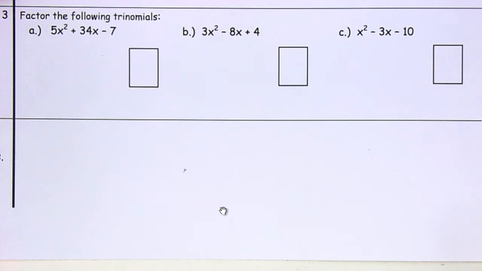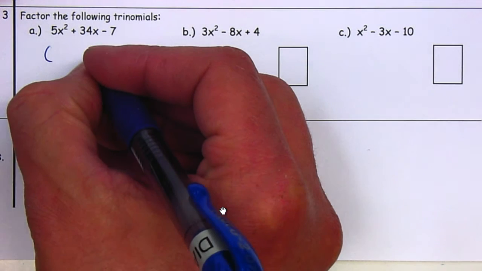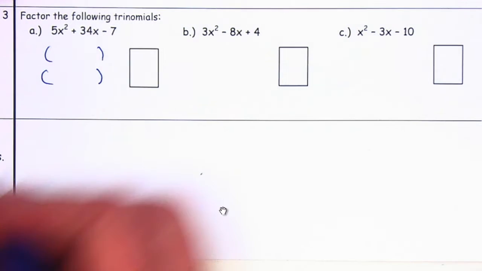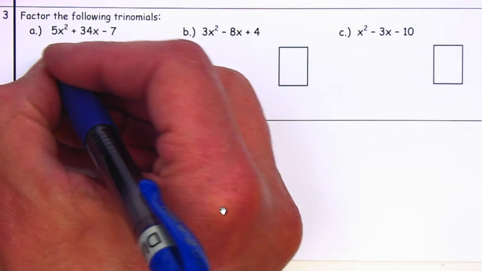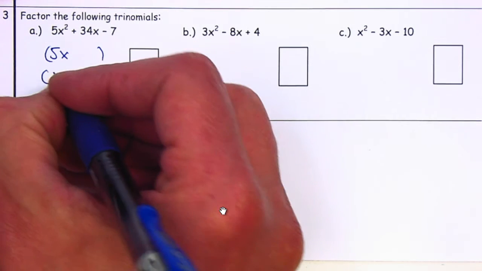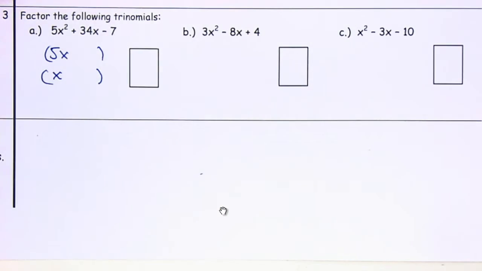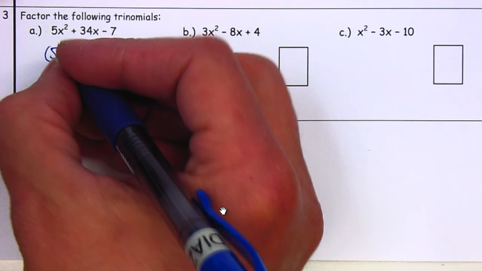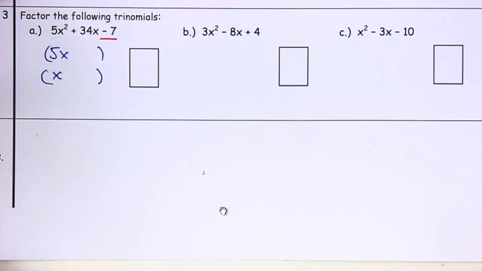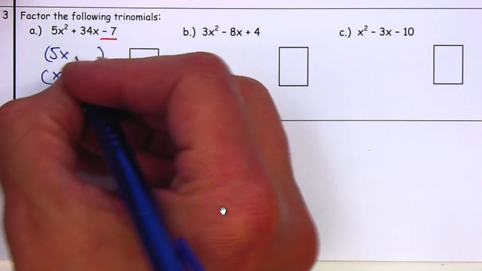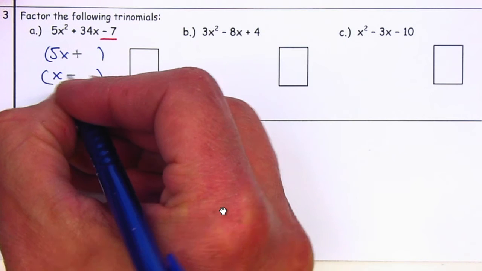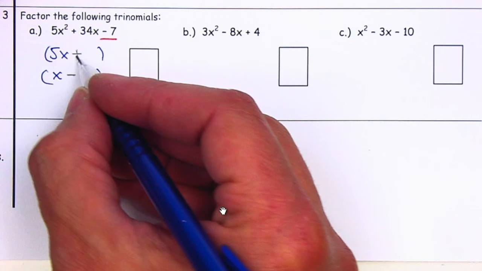So for problem number 3, I want to be able to do my double parentheses. Factors of 5x squared will be 5x and x. If you multiply together, it gives you 5x squared. The last term is a negative 7. Therefore, one of them has to be positive. The other one has to be negative. Negative times a positive will give you a negative.